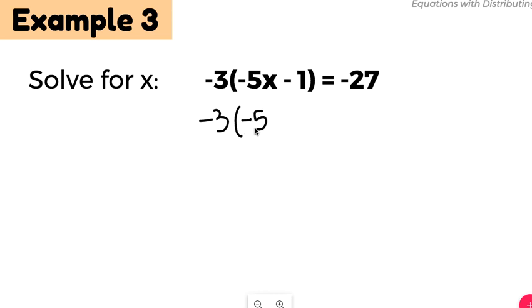Remember, our negatives are not a problem. It's this subtraction that I need to change to addition. If subtraction becomes addition, the next number becomes the opposite. Okay, let me make sure that's a little more clear.